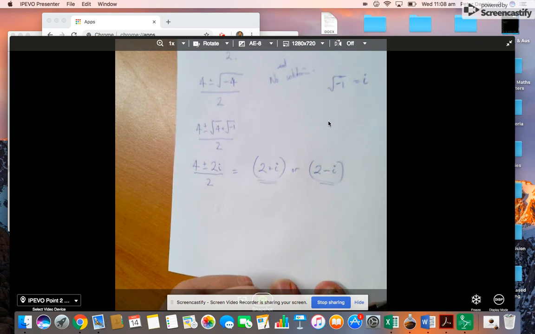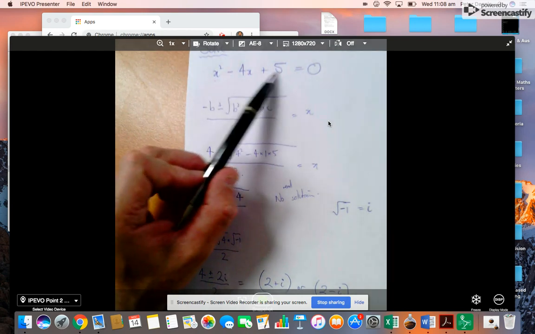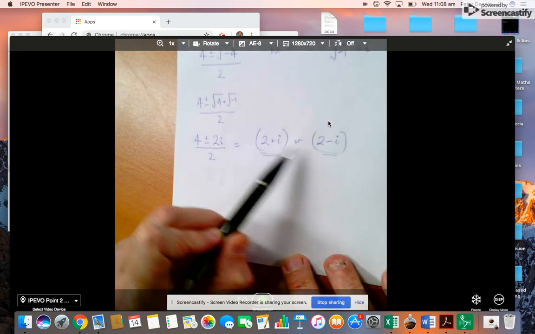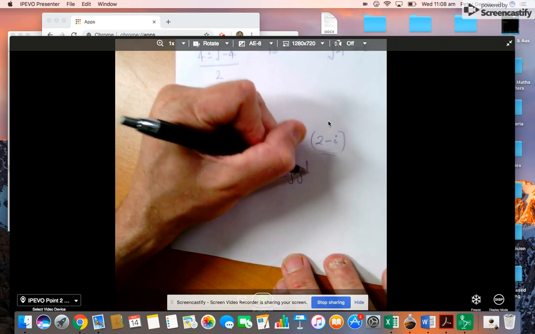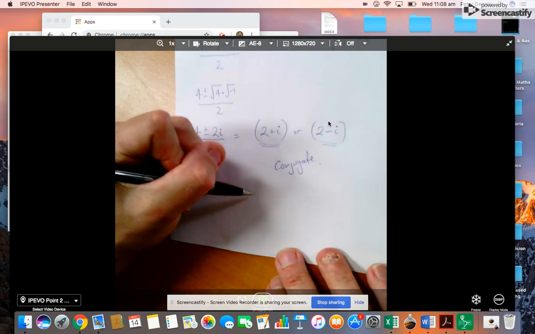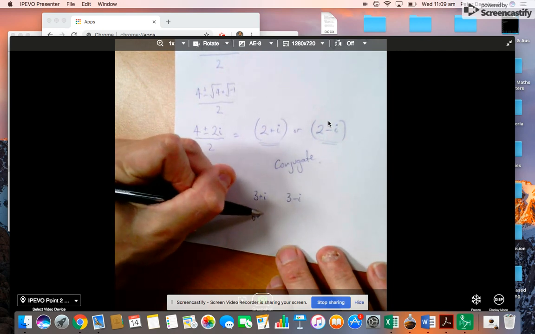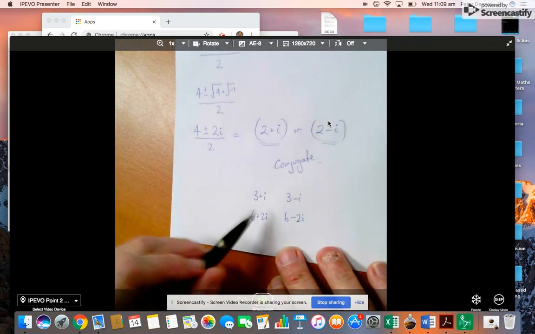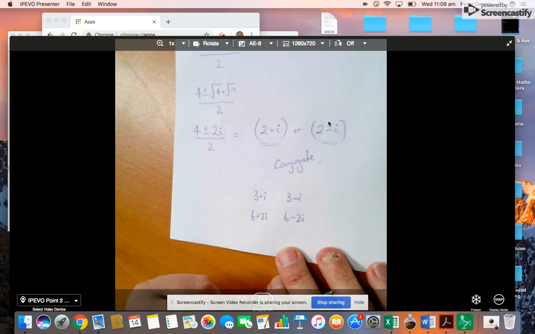Now, the next thing that Alan will start talking about is that if the polynomial starts off in the real sector like this, all these numbers are real numbers, then the answer will always be 2 plus i, 2 minus i. These are called conjugate pairs. So if one was 3 plus i, the other one would be 3 minus i. If one was 6 plus 2i, the other one would be 6 minus 2i. So they always come in pairs, and these are conjugates. The real part's the same. The imaginary part is just plus or minus.